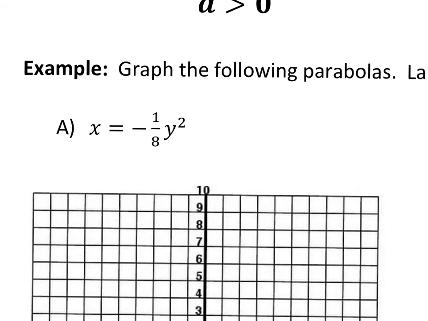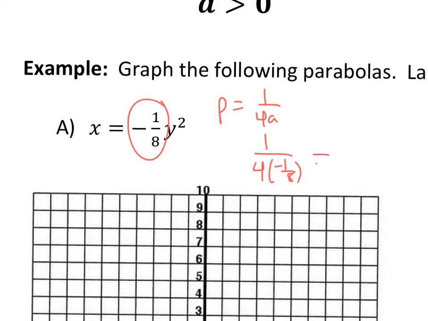And remember, none of this is different. So p equals 1 over 4a. Here's my a right here. So that's 1 over 4 times negative 1/8. Remember that you do the bottom part first. You do 4 times negative 1 divided by 8, in which you'll get negative 0.5, and then you do 1 divided by that, and you get negative 2.